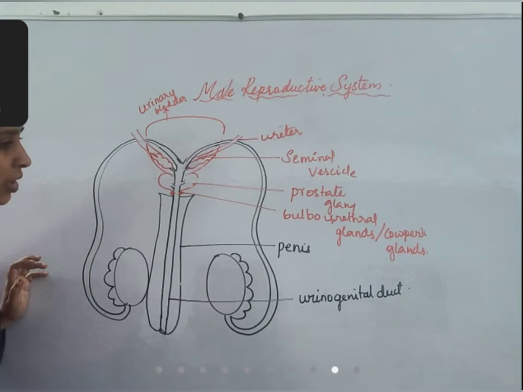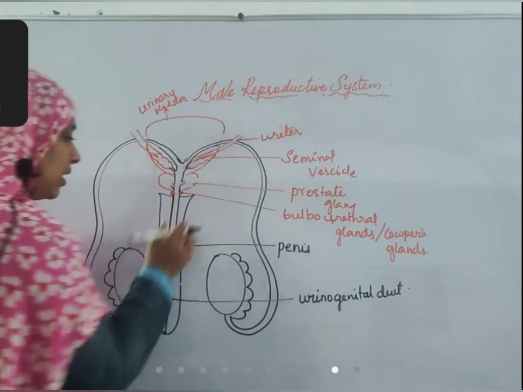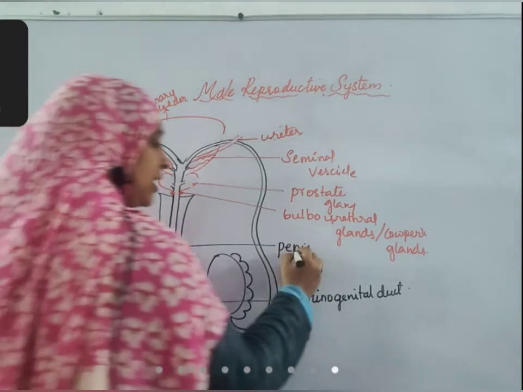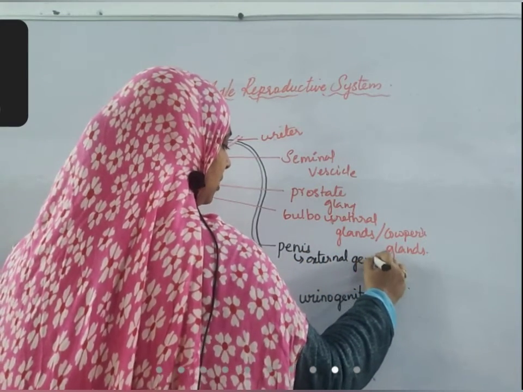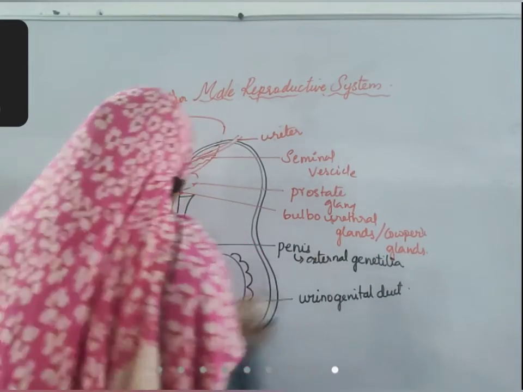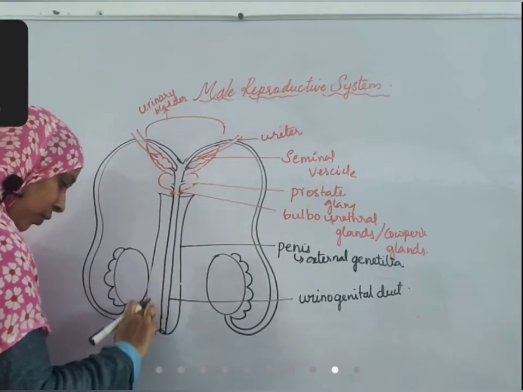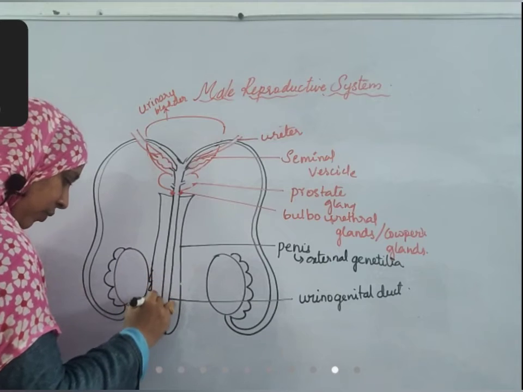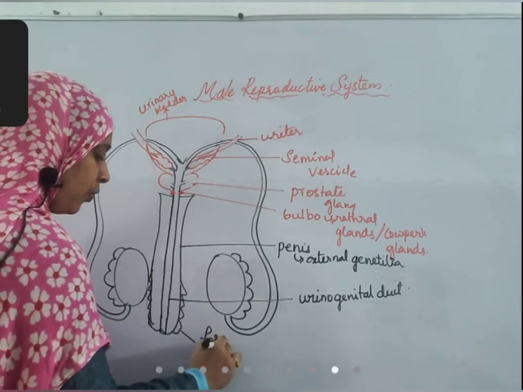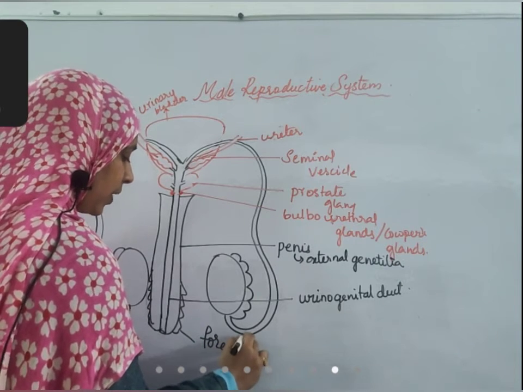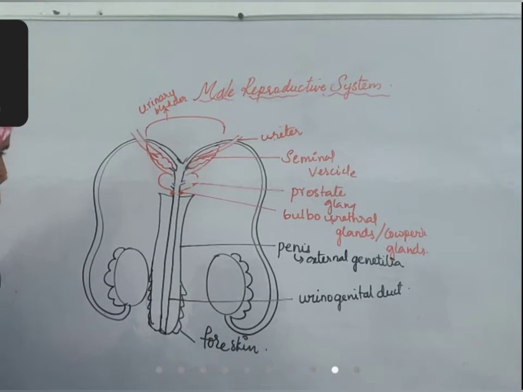Genital means the organs present inside the reproductive system are referred to as genitals. Among these structures, the penis is the external genitalia. It is covered from outside by folds of skin. Here there are folds of skin. These folds of skin are called foreskin.